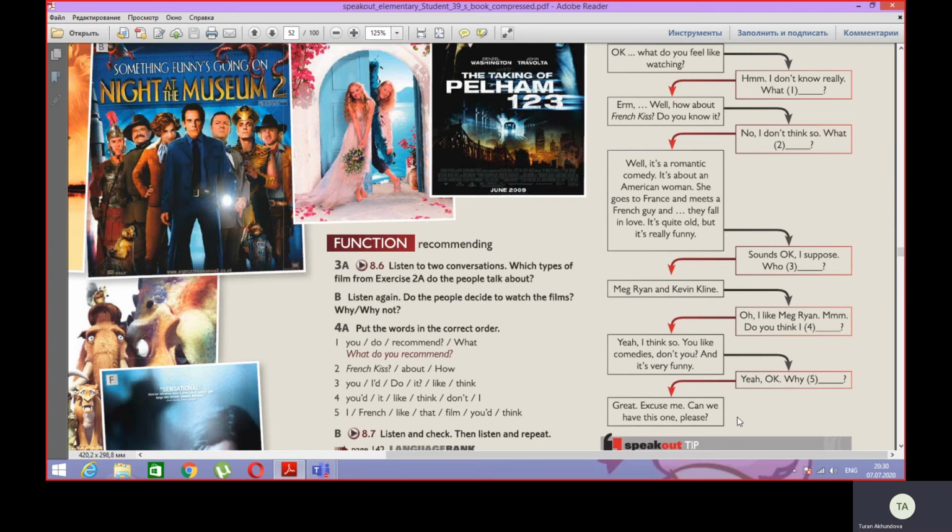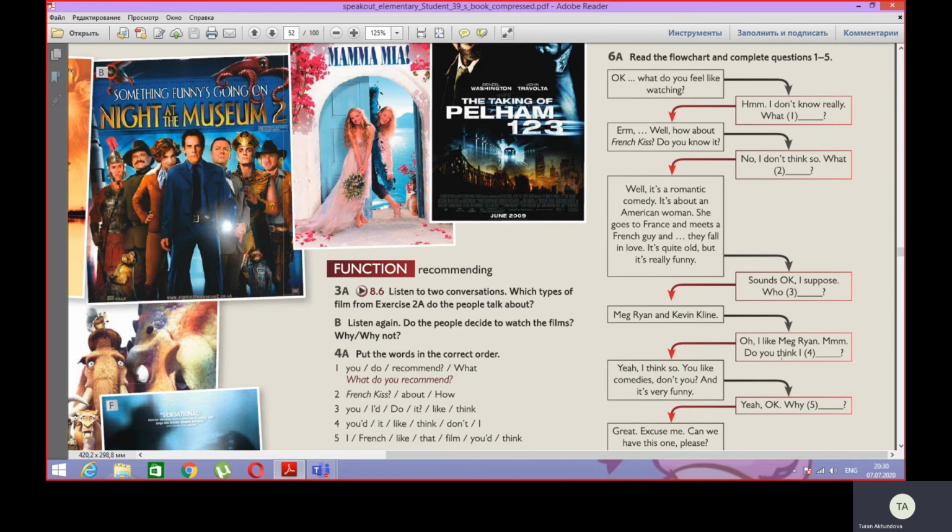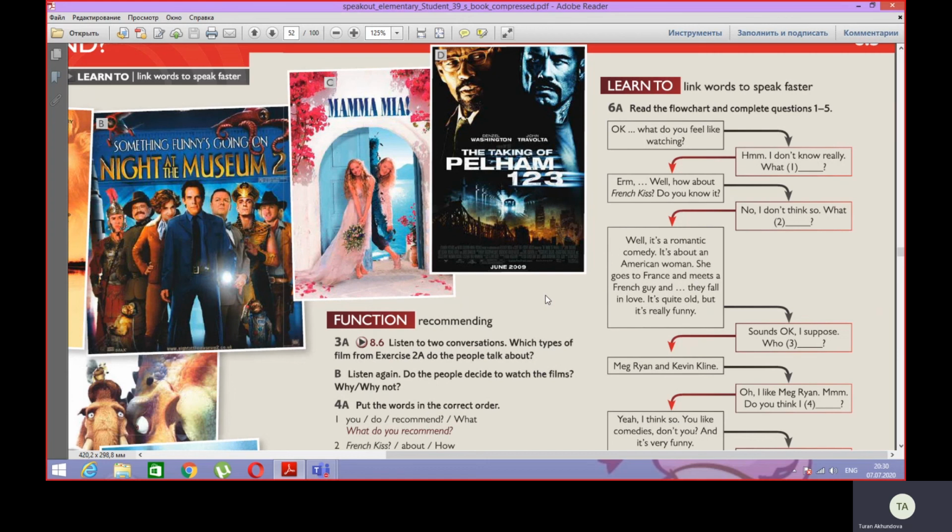So we listened to our listening material and completed the questions. Okay, we did our exercises, talked about recommending and linking words.